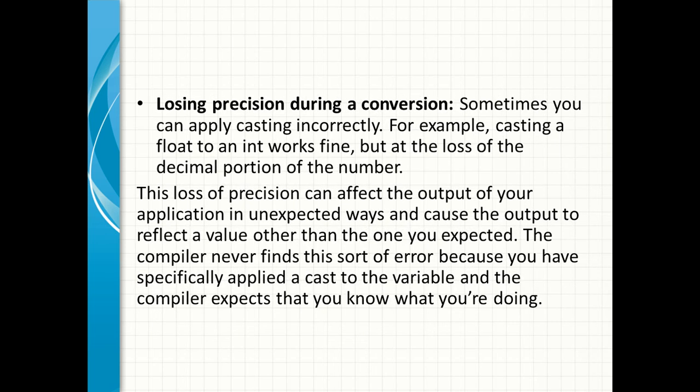Losing precision during a conversion. Sometimes you can apply casting incorrectly. For example, casting a float to an int works fine, but at the loss of the decimal portion of the number. This loss of precision can affect the output of your application in unexpected ways and cause the output to reflect a value other than the one you expected. The compiler never finds this sort of error because you have specifically applied a cast to the variable and the compiler expects that you know what you're doing.